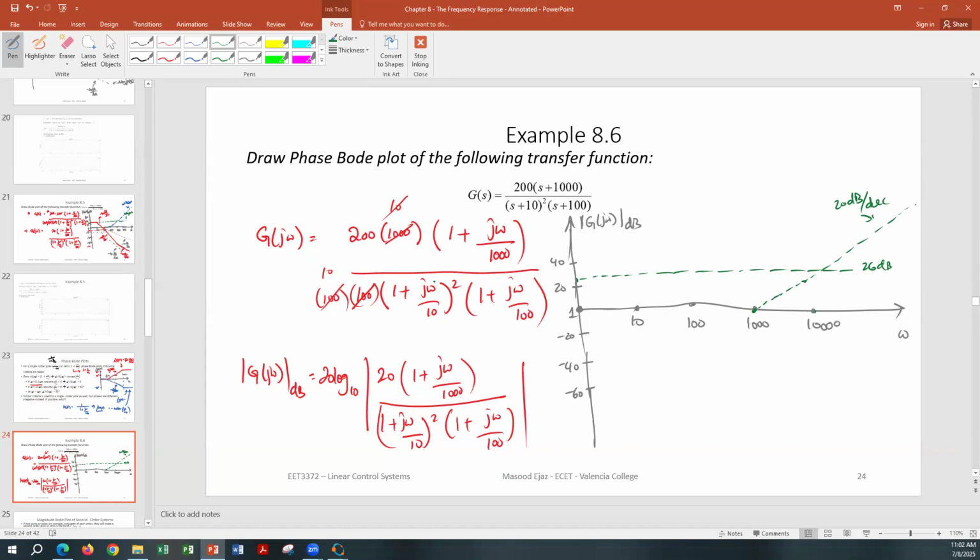Now we have 3 poles. How is this factor going to behave? 1 plus j omega over 10 squared. Negative 40, exactly. At what frequency? 10. Okay. Until 10, it's 0, and then it's going to go down by negative 40 decibel per decade. So negative 40 decibel. Start at 10, and then at 100, it's going to be negative 40 decibel. It's hard for me to draw here.